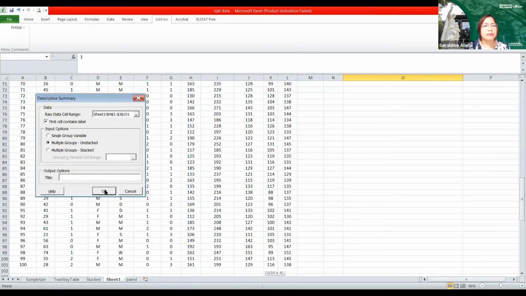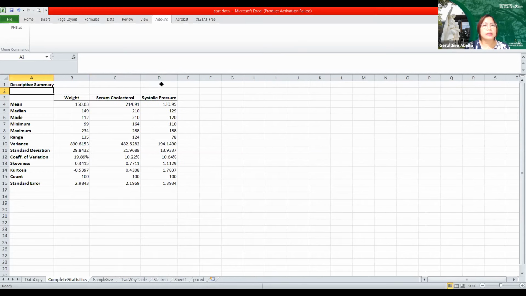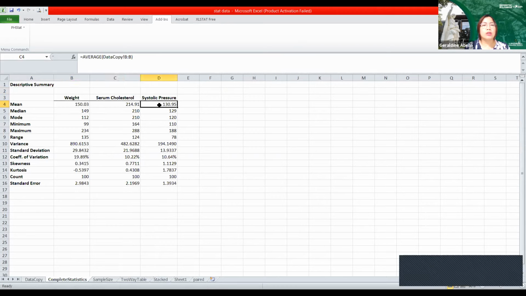Click OK. This is the result now. So this is the complete descriptive statistics. The mean weight of the respondents is 150.03. The mean serum cholesterol is 214.91. The mean systolic pressure is 130.95.